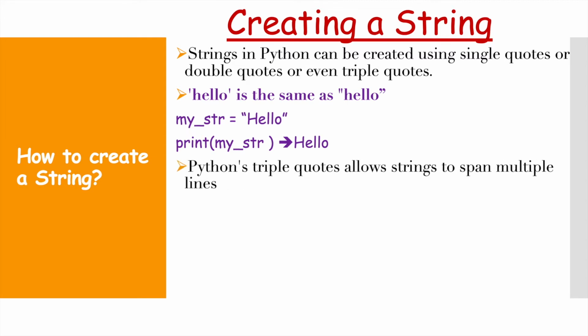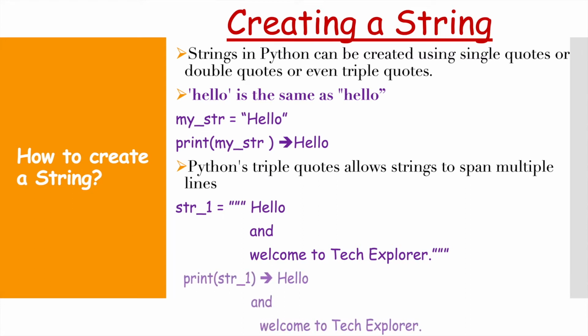Python's triple quotes allow strings to span multiple lines. Here in this example, it is hello and welcome to Tech Explorer, which is spanned across 3 lines. You simply put the whole string within the triple quotes. When you print this str, you are going to get hello and welcome to Tech Explorer.